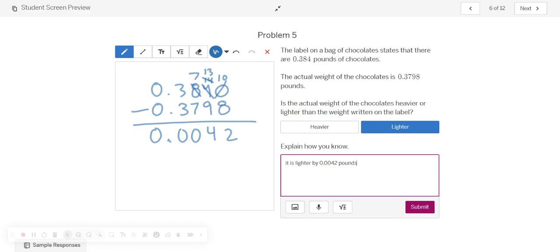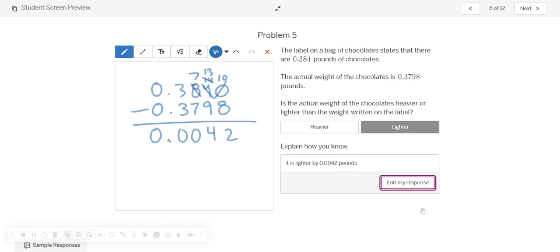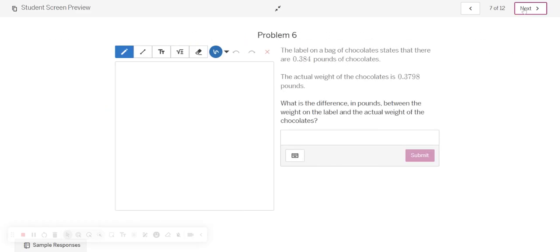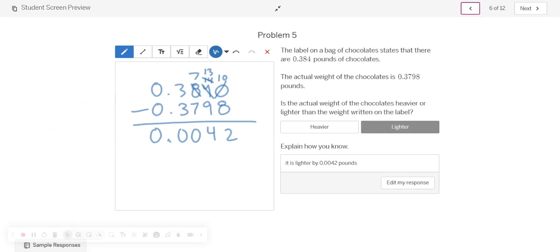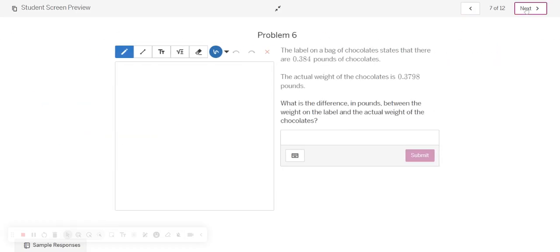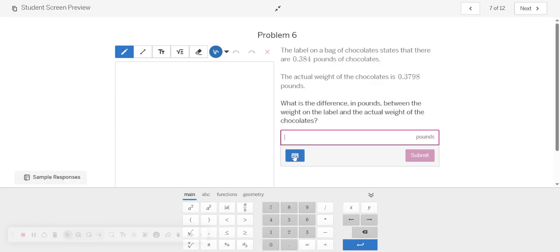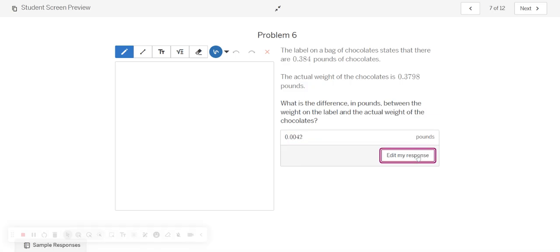And so there we go. Submit. Okay, we've got that. What's the difference in pounds? Oh my gosh, I just did all that work. Hopefully we can go back here and it's still there. Yay. 0.042. What is the difference? 0.0042. Submit.